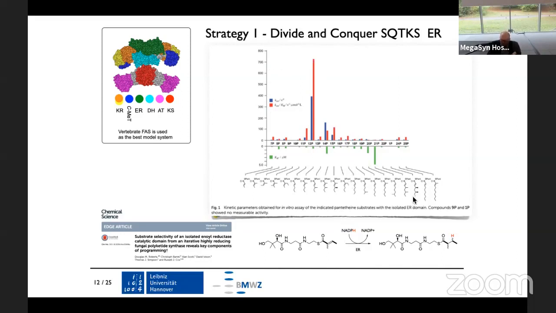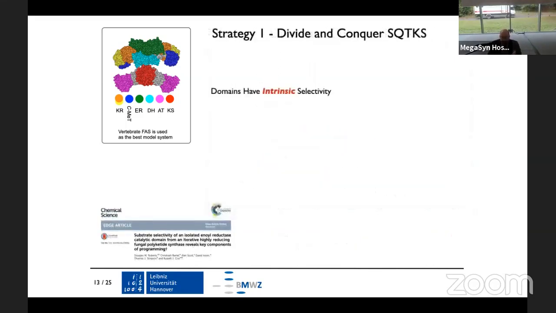We see, for example, that the tetraketide, the final product of this PKS, actually this is not turned over at all. Can't see any turnover here. And in fact, this compound turns out to be an inhibitor. It goes in the active site and it sits there and it can't be turned over. Okay. So we can get a lot of detail about how these systems work. So we understand then that domains have what we call intrinsic selectivity. They have their own selectivity.